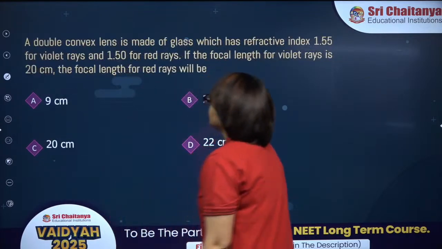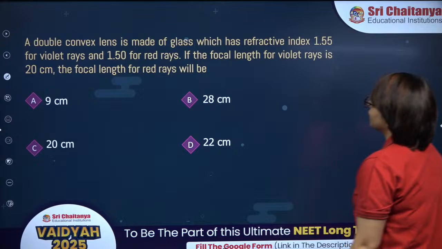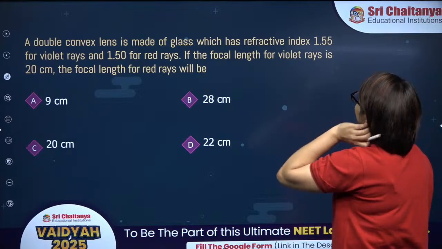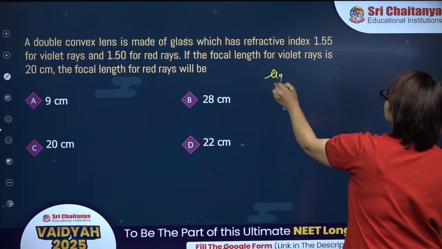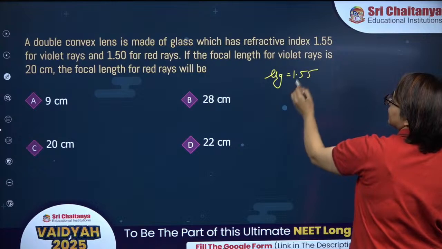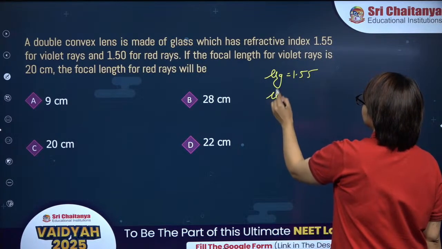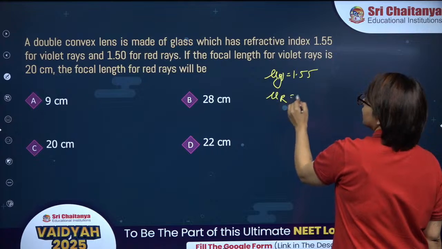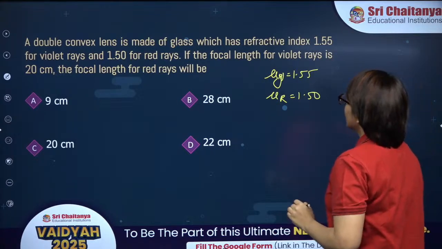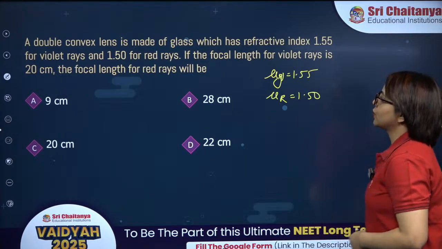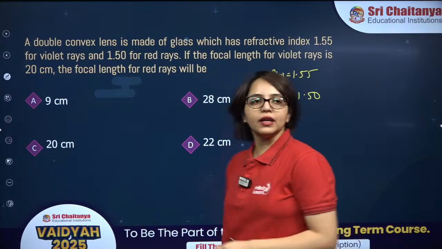Try this one. A double convex lens is made up of glass which has refractive index 1.55 for violet rays, and for red it is 1.50. If the focal length for violet rays is 20 centimeter, what is the focal length for red?